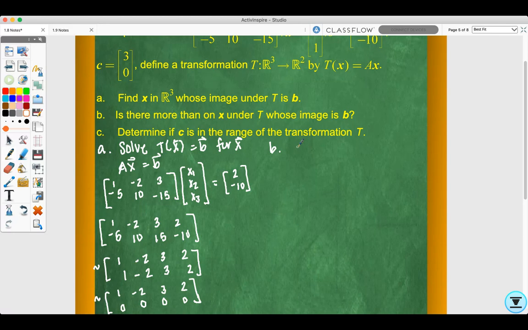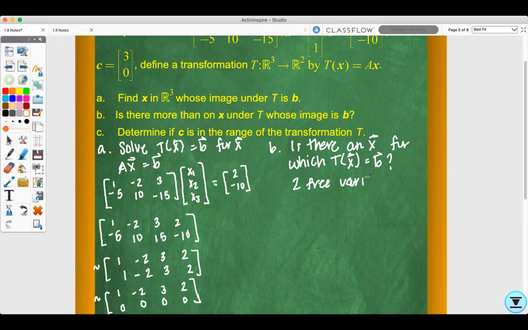So is this unique? It's asking, is there an x for which our transformation of x equals b. And since we have two free variables, our answer would be yes, there is more than one x for which the transformation of x equals b.